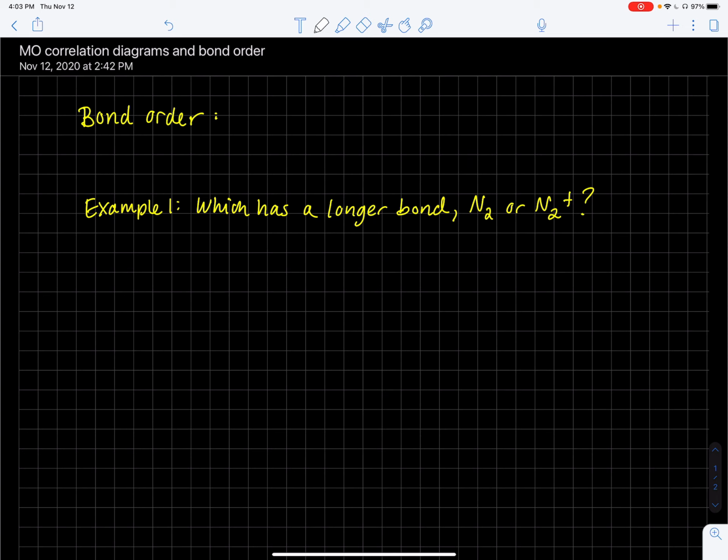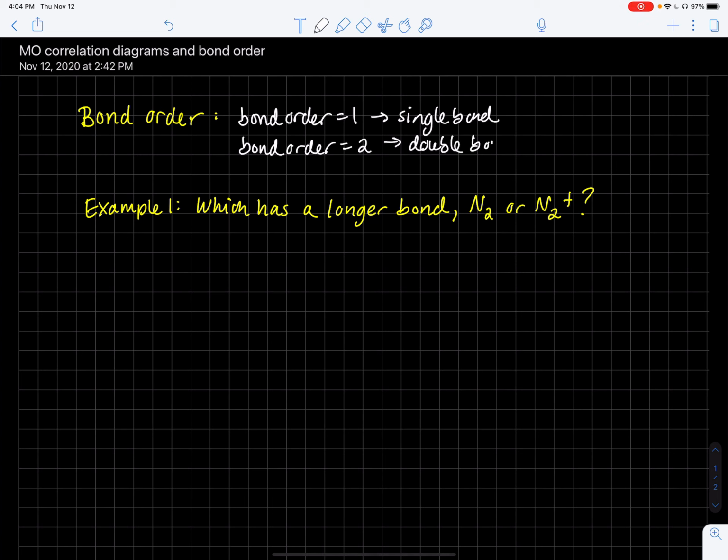So to start with, we need to define bond order, and it's a really easy definition, so I'm just going to define it by example. If the bond order equals 1, that is a single bond. And if the bond order equals 2, that's a double bond. And I'm not even going to finish this. I bet you can guess what the bond order is for a triple bond. So bond order tells you how many bonds there are between those atoms.